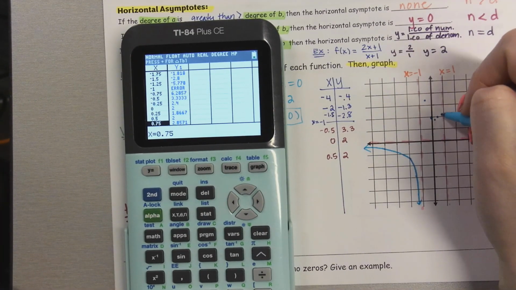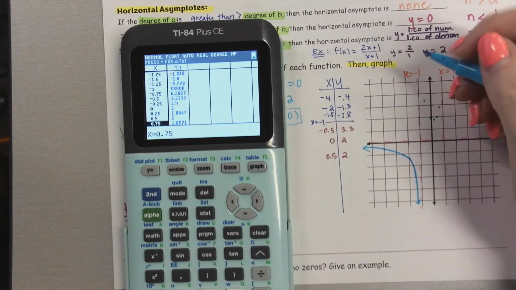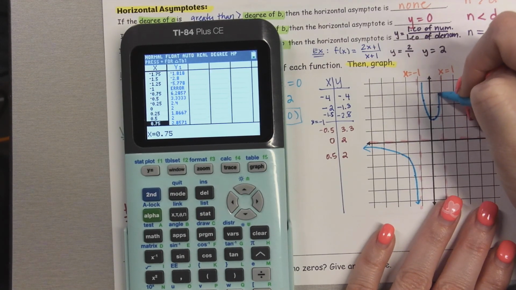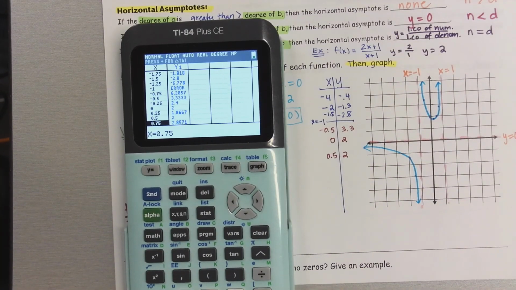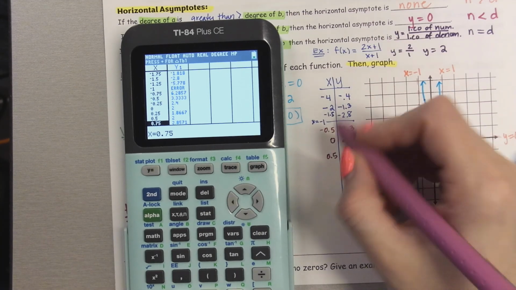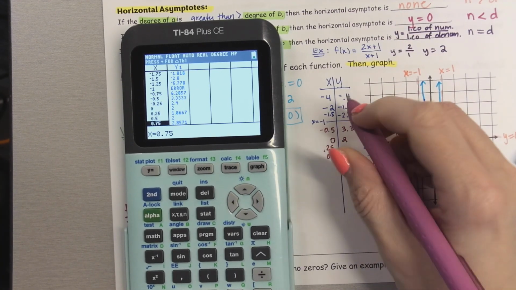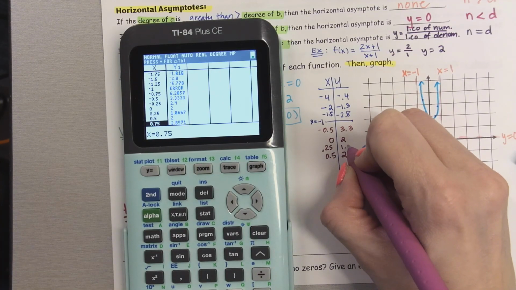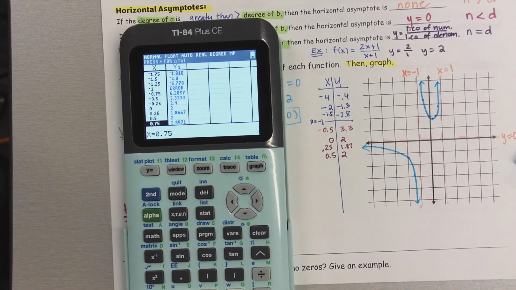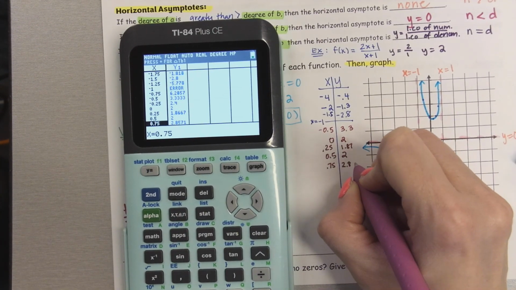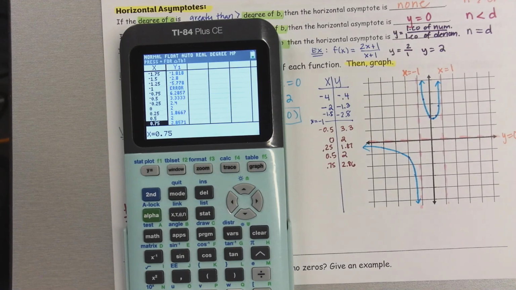At 0.75, I'm at 2.8. So that's going to help me create this curve here. Okay? So in between those, 0.25 is going to be 1.87. And then we use 2.86 to kind of get that other part there.